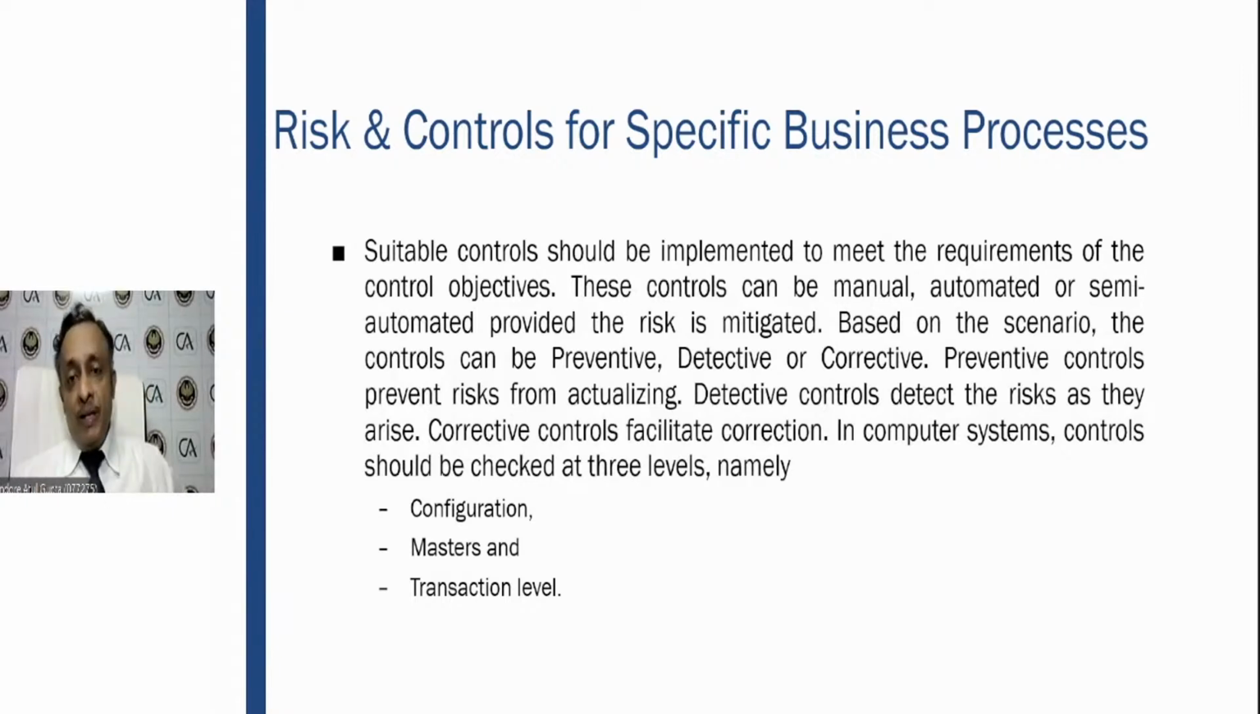Suitable controls should be implemented to meet the requirements of control objectives. These controls can be manual, automated, semi-automated, provided the risk is mitigated. Based on the scenario, they can be preventive, detective, and corrective. We have already tried to create a difference between these controls. Preventive controls prevent risk from actualizing. Detective controls detect the risk as it comes, and corrective controls facilitate the correction. In computer system, control should be checked at all three levels. That includes configuration, master, and transaction level.